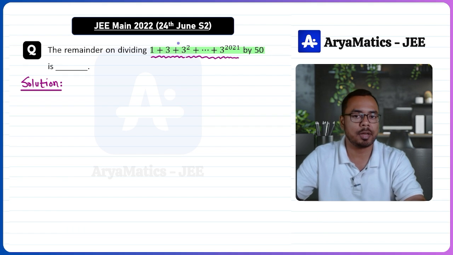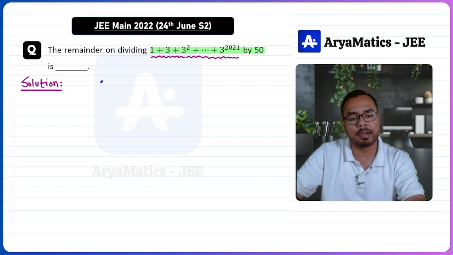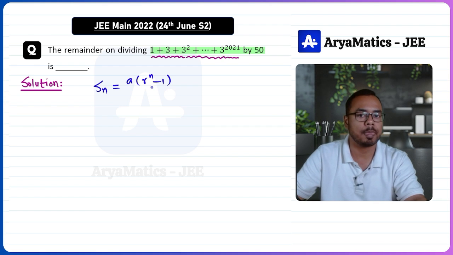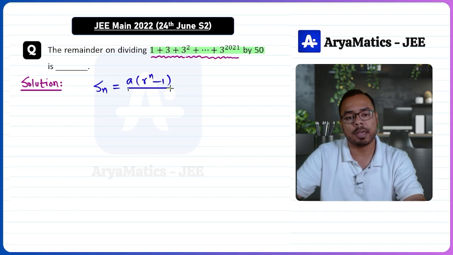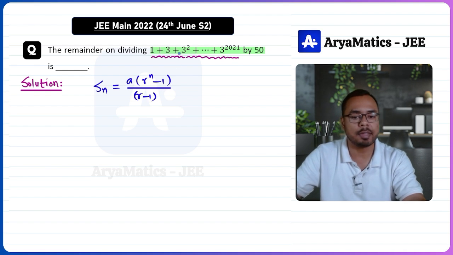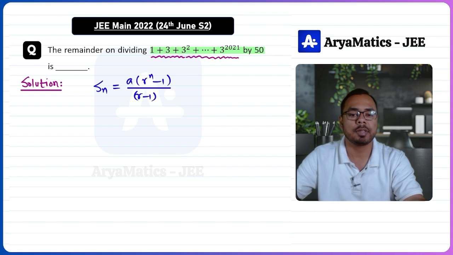So first, let us calculate the sum of these in terms of GP using the standard formula: in GP, the sum of n terms is a into r raised to n minus 1, where a is the first term and r is the common ratio, divided by r minus 1. So first let us find this number, and then we'll see how to figure out the remainder when this number is divided by 50.